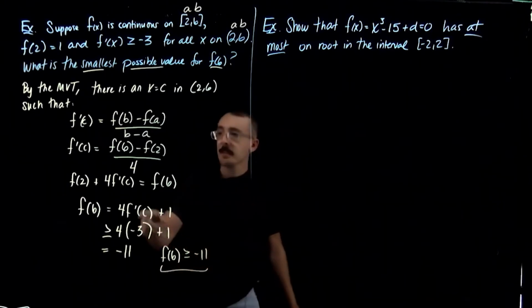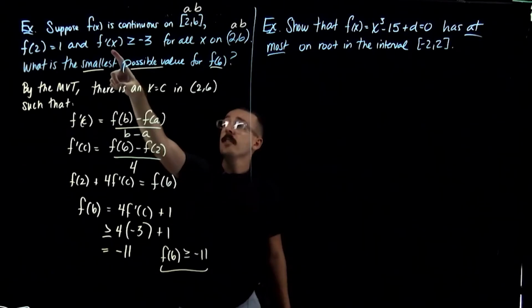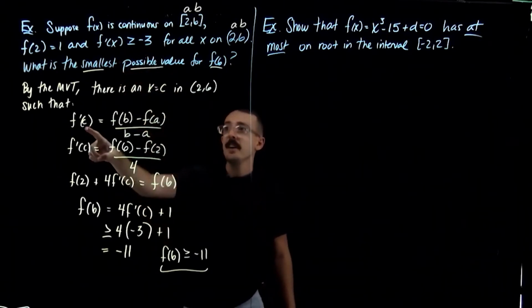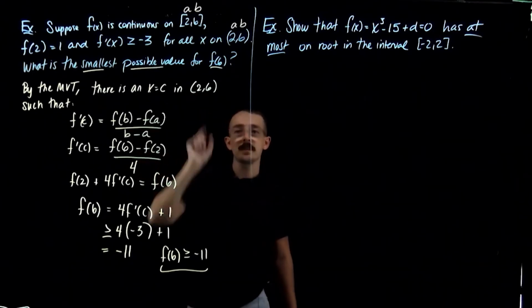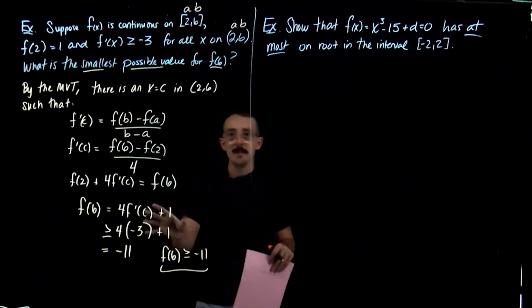And we use the fact that on this whole interval, for all the x in 2 to 6, f prime of x has to be at least negative 3. And remember, c is a value in 2 to 6 as well by the mean value theorem. Okay? So there's that example.